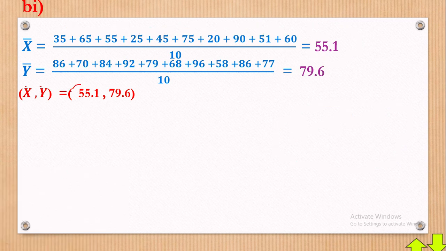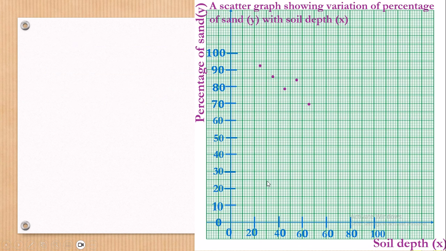Now this is what we are plotting: 51.9, 55.1, 79.6. This red ink is what we are plotting here, right here. That's what we have as our red ink right there.